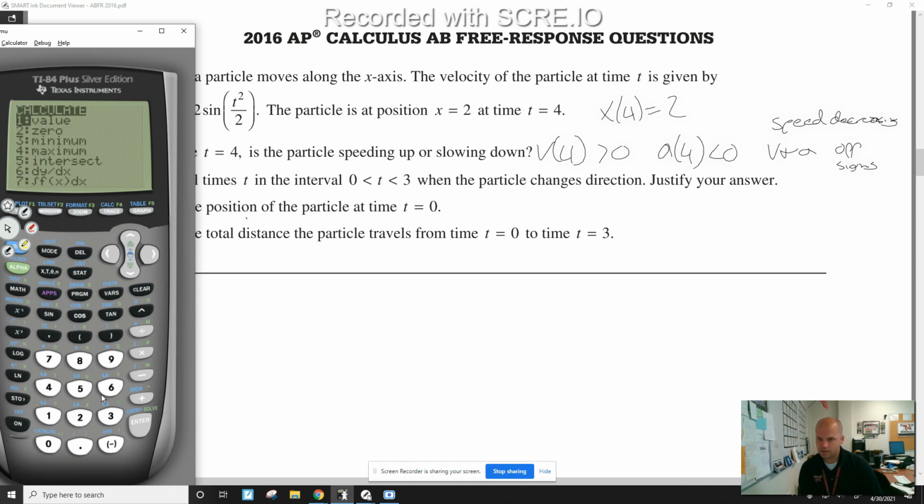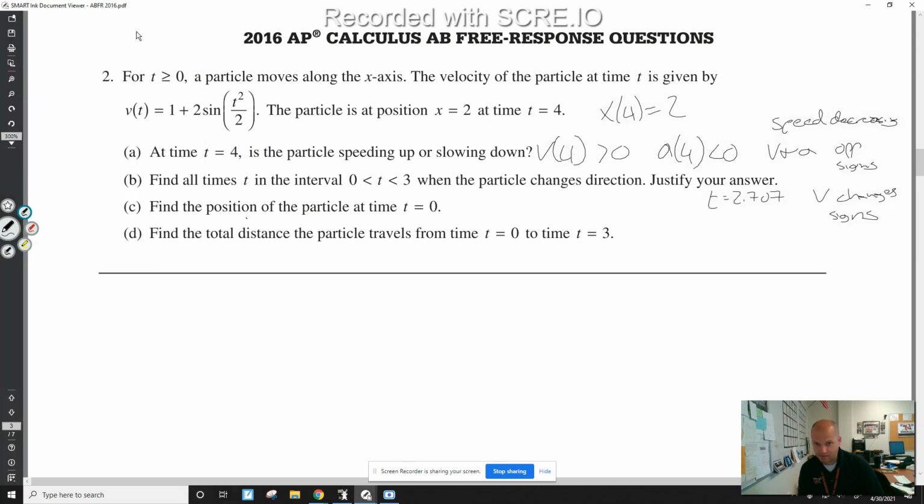Second calc, intersect. I have to justify my answer. It's dumb. 2.707. Justify: V changes sign. You like that for a justification? Jerks. That's all you need.